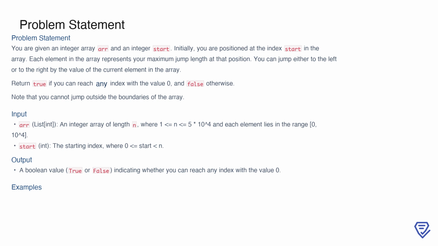The input consists of two parts, arr, which is a list of integers with a length between 1 and 50,000, and start, which is the initial index in the array, ensuring that start is always within bounds. The output is a Boolean value indicating whether it's possible to reach any 0 in the array by following the allowed jumping rules. Let's take a look at some examples to better understand this problem.